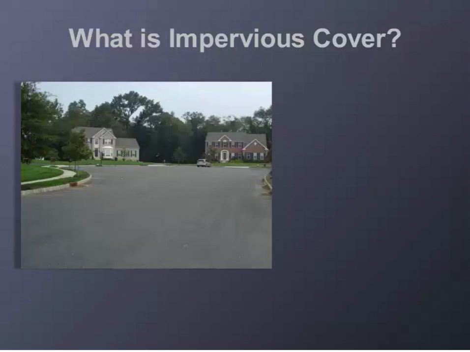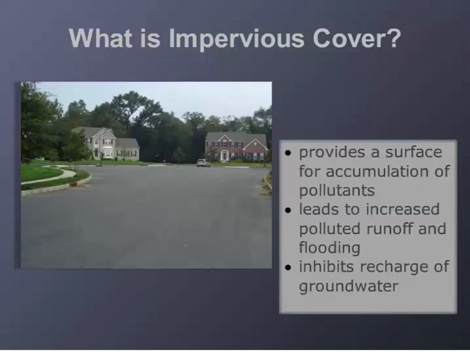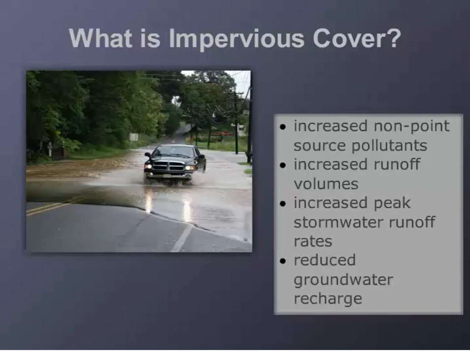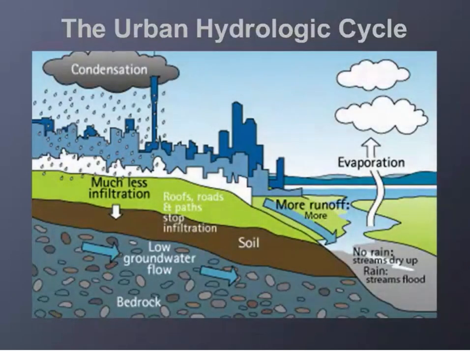Let's talk about impervious cover. Roads, rooftops, parking lots, and other hard surfaces do not allow stormwater to soak into the ground. Those surfaces are called impervious. Impervious surfaces provide a surface for the accumulation of pollutants, result in increased polluted runoff and flooding, and inhibit the recharge of groundwater. Impervious surfaces also result in increased non-point source pollutants, increased runoff volumes, increased stormwater runoff rates, and reduced groundwater recharge.